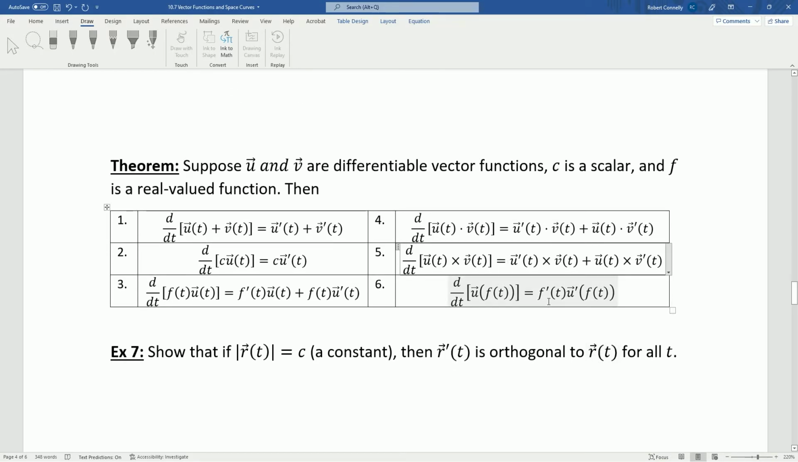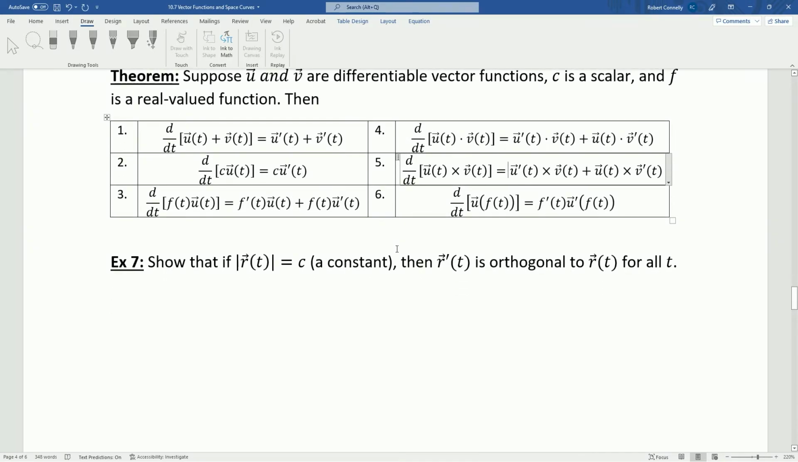Now lastly, we have a chain rule for vector valued functions. So this is a vector function where your variable inside the vector is in itself another function. And this chain rule works exactly the same way you'd expect. You just get f prime of t times the derivative of the vector with f of t treated as your variable.